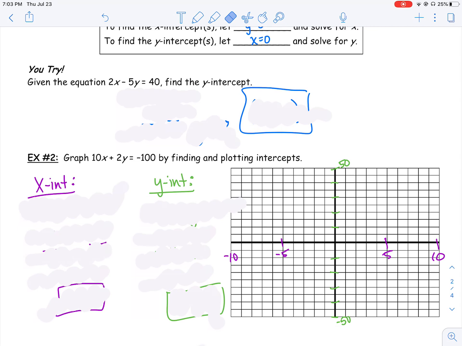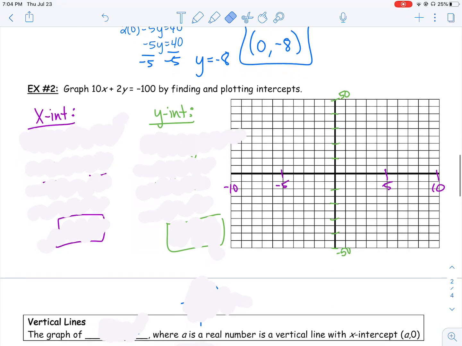We can easily figure out where it touches the y-intercept by plugging in 0 for x, right? So let's plug in 0 for x. Let's go left or right, nothing. And let's figure out how much we have to go up or down on the y. Where does it touch the y-axis? 2 times 0 is 0. So I have an equation that says negative 5y equals 40. I can divide both sides by negative 5, and I end up getting y equals negative 8. Remember, it's a point, so we should always write our answer as an ordered pair or a point. It crosses the y-axis at 0, negative 8.